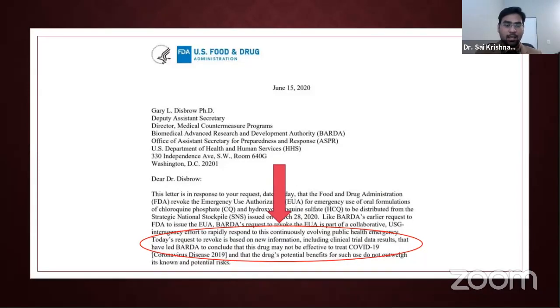And it says, today's request to revoke is based on new information, including clinical trial data results that have led BARDA to conclude this drug may no longer be effective to treat COVID-19. So that's the impact of systematic reviews and evidence in making healthcare decisions.